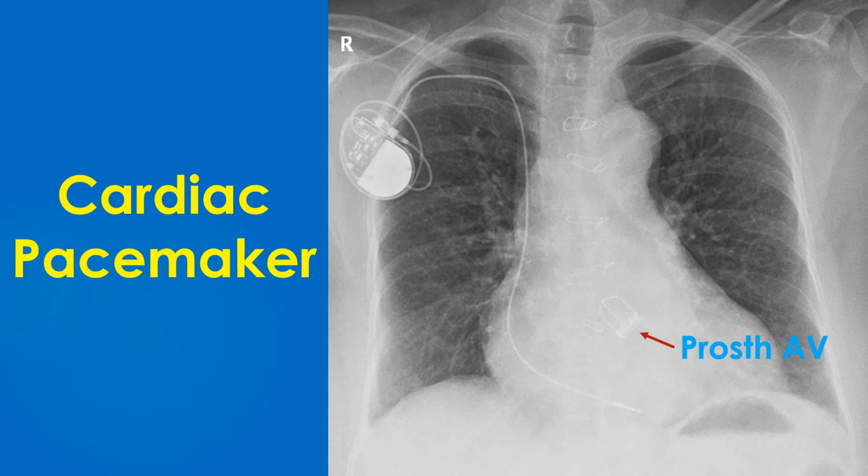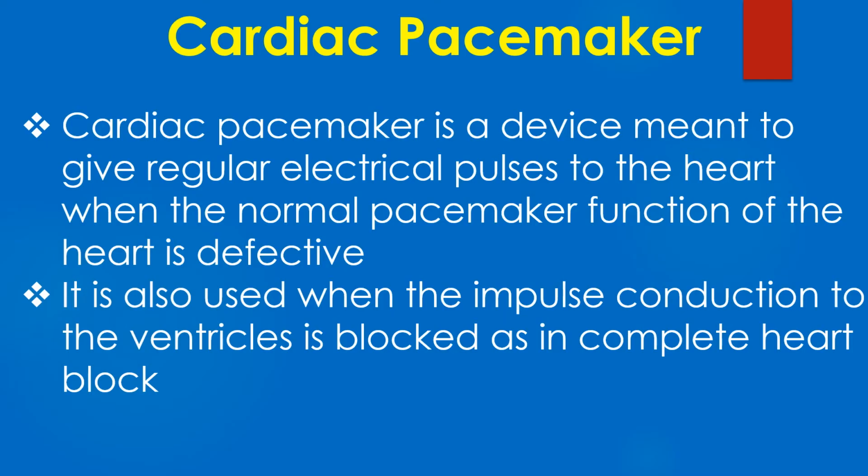A prominent aortic knuckle and a bulge of the right atrial contour are other findings on this chest X-ray. Cardiac pacemaker is a device meant to give regular electrical pulses to the heart when the normal pacemaker function of the heart is defective. It is also used when the pulse conduction to the ventricles is blocked, as in complete heart block.